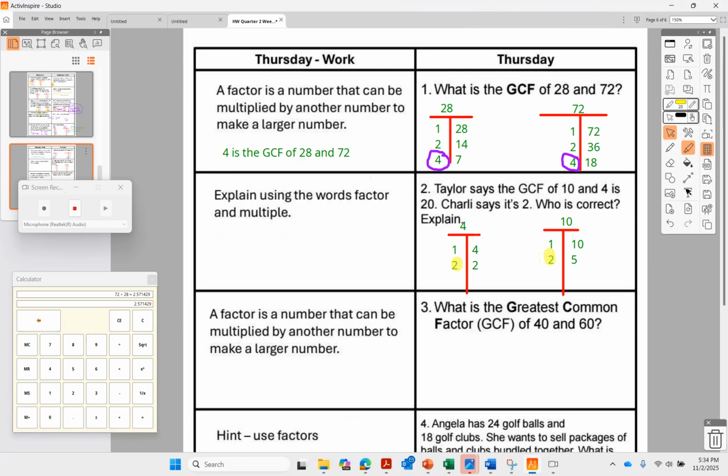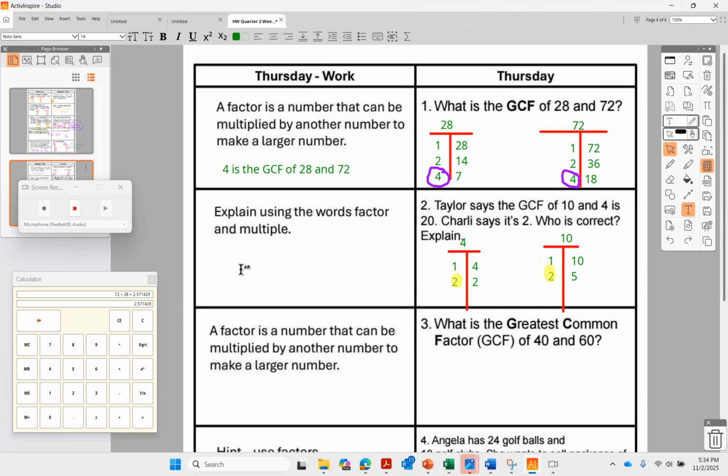So when Taylor says that it's 20, Taylor is confusing factors and multiples. 20 is a multiple of 10 and 4. Charlie is correct. The GCF is 2.